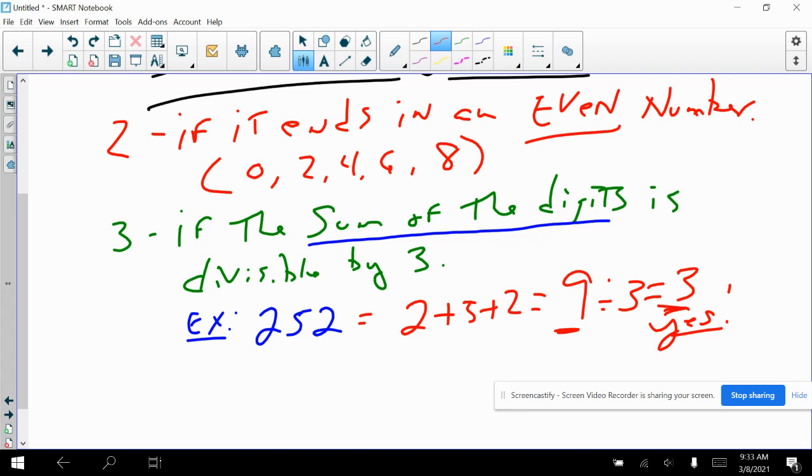Okay, you add the digits, and in other words, you know your math facts, really. Is it divisible by 9? 3 times 3 is 9. Okay, the answer is yes. 3 is divisible by 252. Does that make sense?